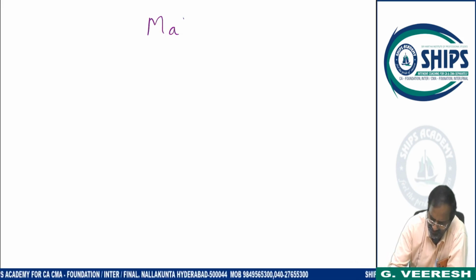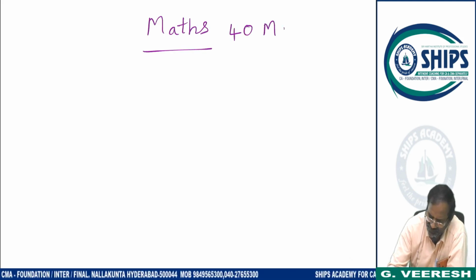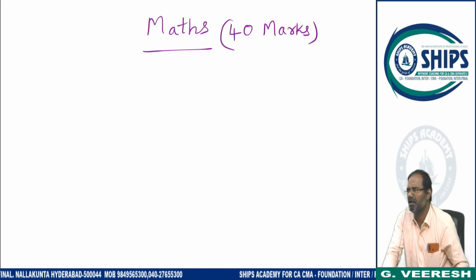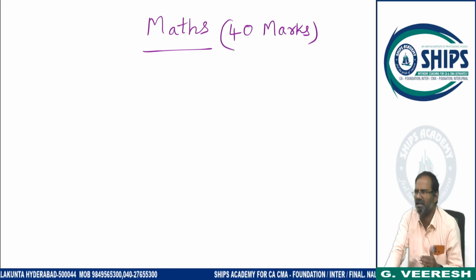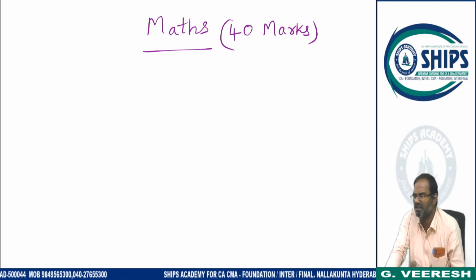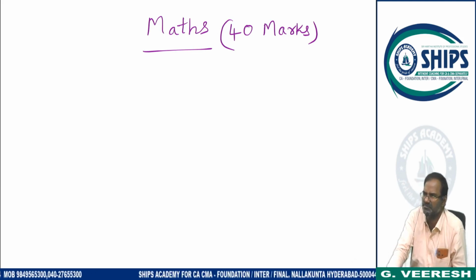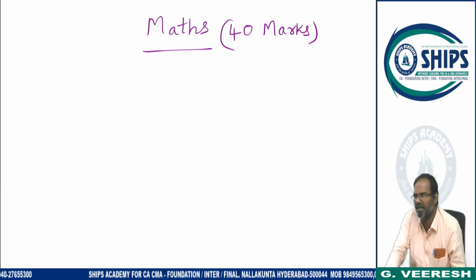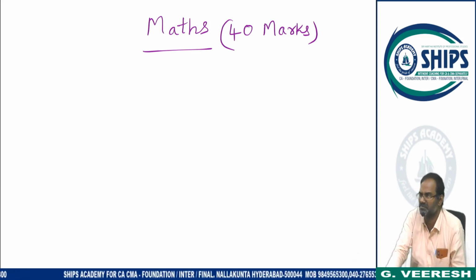So first in QT we have 3 subjects, which you can divide. Mathematics we have 40, business mathematics 40, business statistics 40, and logical reasoning 20. And for CMA students, business mathematics 40 and business statistics 60.